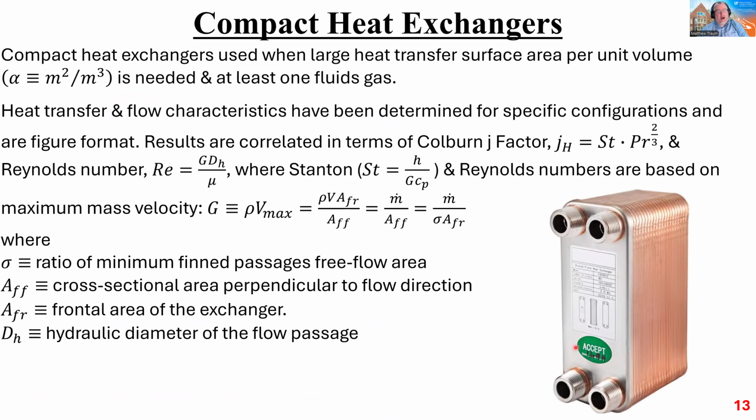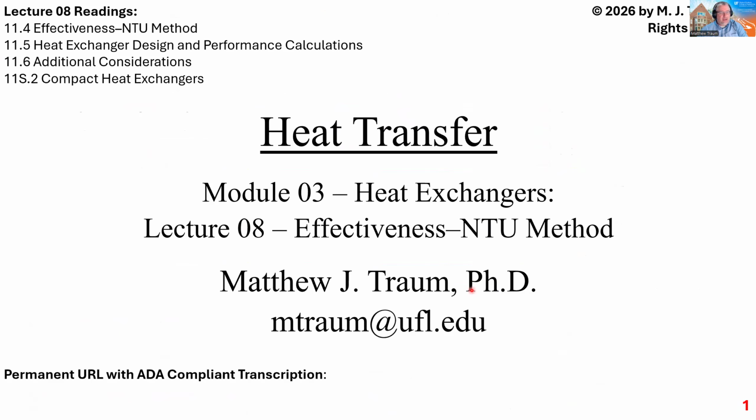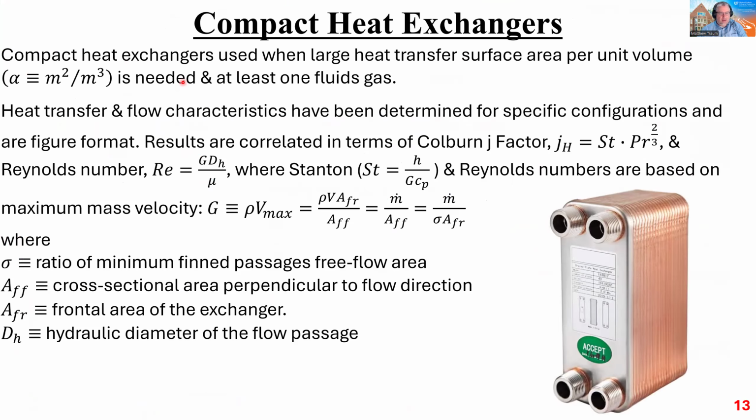So remember, all the way back in the beginning, I mentioned there's this thing called compact heat exchangers, and that's this section. So a compact heat exchanger, something like this, is used when you need extremely large heat transfer surface area per unit volume, right? So these things have got tons of internal surface area to facilitate maximum heat transfer between hot streams and cold streams, and they are very, very small in size, right? Very, very compact.